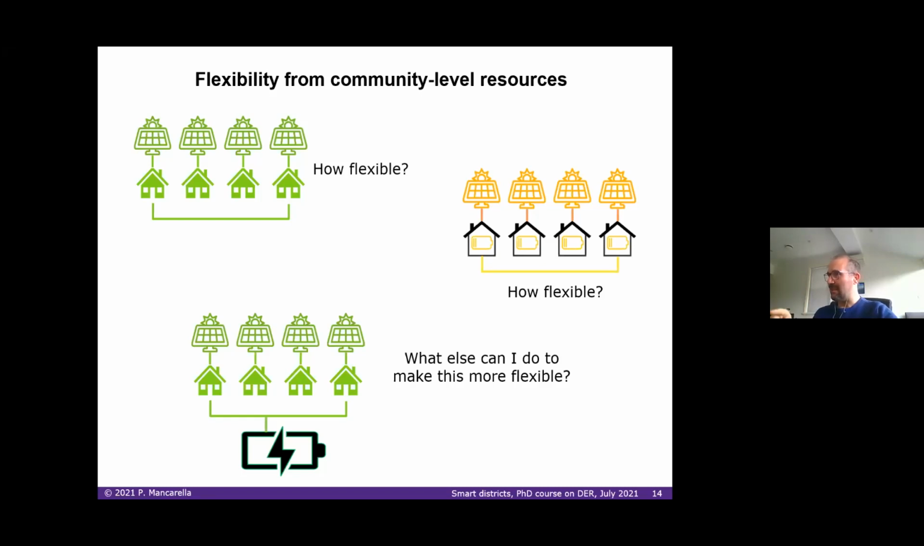I will show you something later if I have time. Otherwise, we also have a Jupyter Notebook exercise later on. It's showing how to do this. And actually, this is only for arbitrage. What we'll show you later is also how to provide frequency control ancillary services with a community battery.